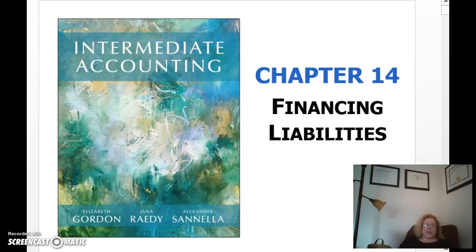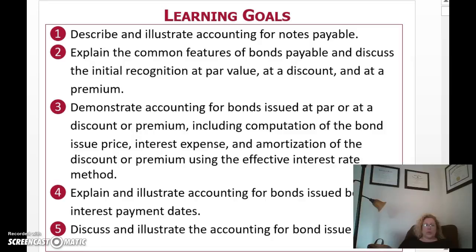Learning Goal 2 explains the common features of bonds payable and discusses the initial recognition at par value, at a discount, and at a premium. Learning Goal 3 is an in-depth analysis of the features associated with bonds, including bonds issued at par, at a discount, or at a premium, and includes the computation of the bond issue price, interest expense, and amortization of the discount or premium using the effective interest rate method.